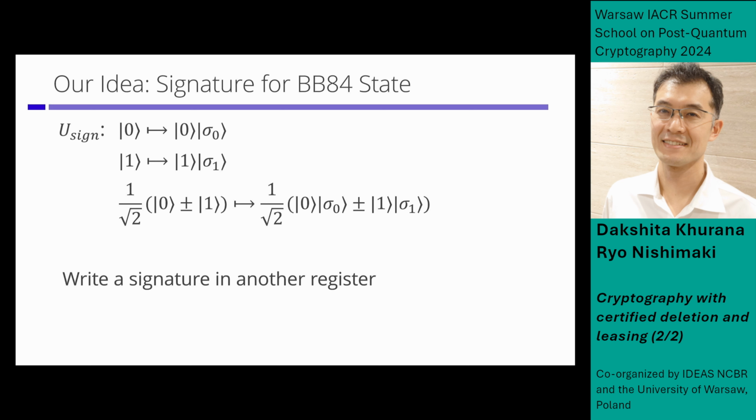So σ0 means the signature for 0, and σ1 means the signature for 1. If we apply this signing unitary to a superposition state, we get the superposition of ket 0 and ket signature for 0, and ket 1 and ket signature for 1. We write the signature in another register. We can do this.